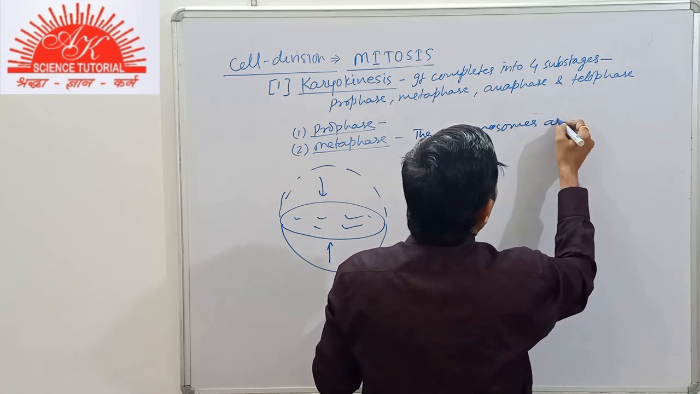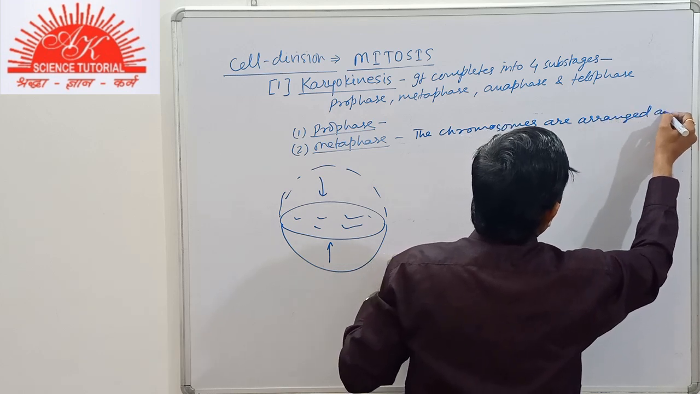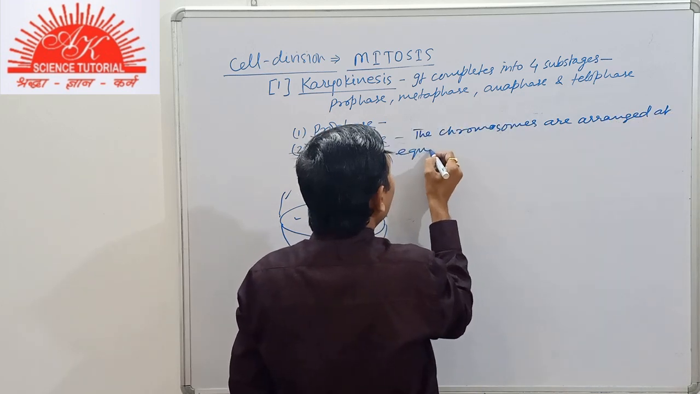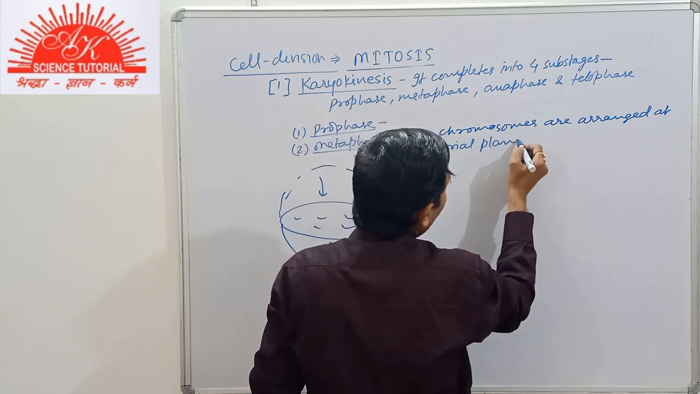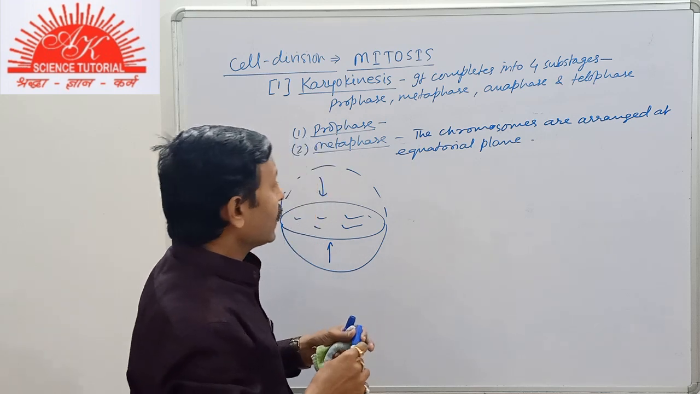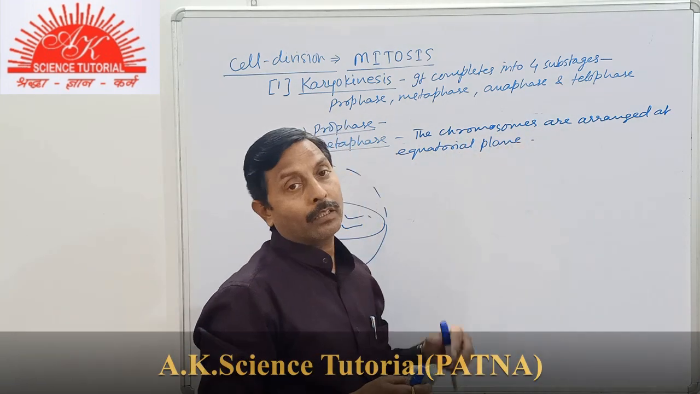First, the chromosomes are arranged at the equatorial plane. This is the identifying point. If the question is asked, how is this phase identified? Then you will write only this line.